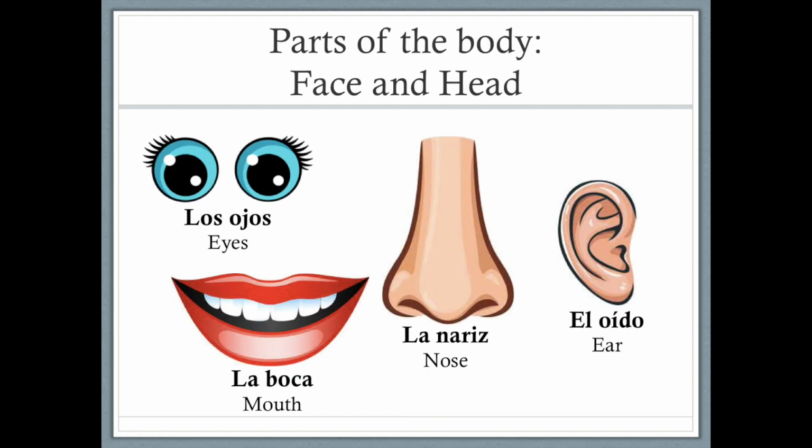The eyes are los ojos, and in this case they are ojos azules, which is blue eyes. La boca is the mouth. La nariz is the nose, and if you'll notice, this sounds very similar to nares in English. And el oído is the ear. Another way to say this is la oreja.